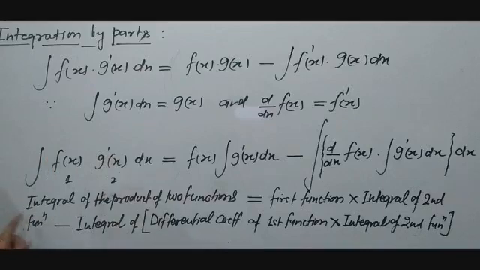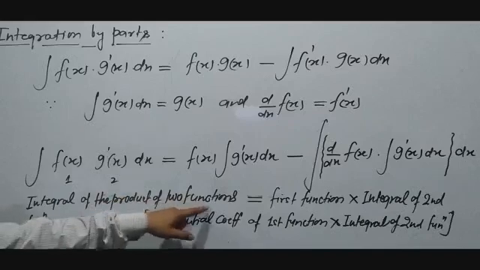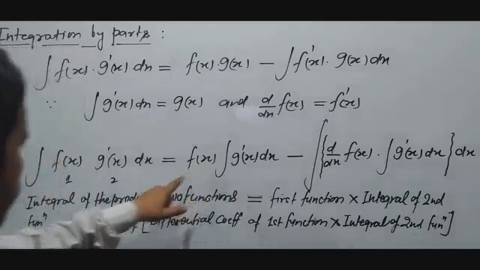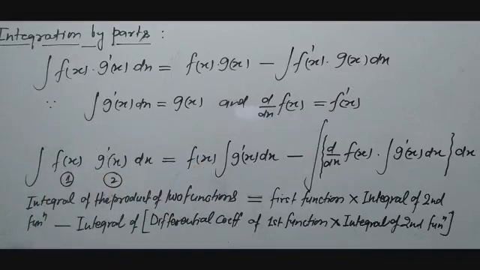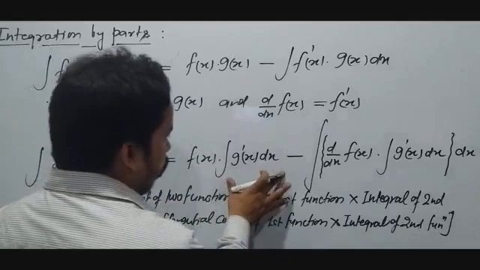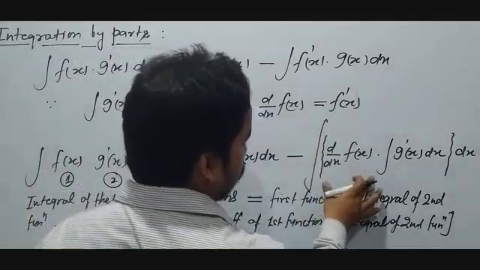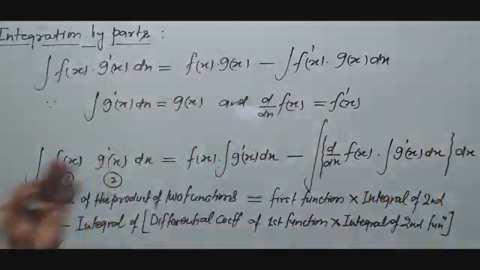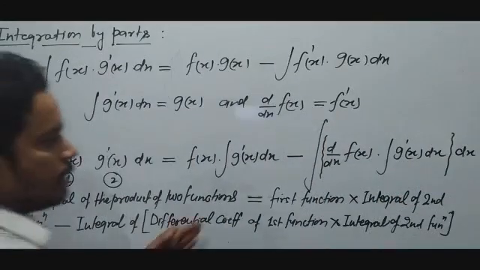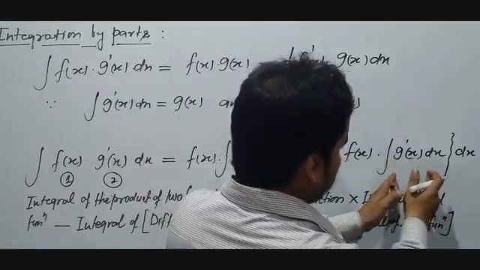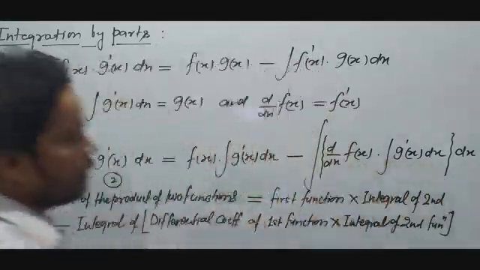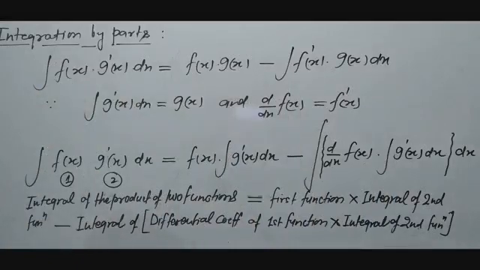So we have written in text format, meaning the integral of the product of two functions is equal to the first function, this is the first function I have taken, and this is the second. First function into integral of second minus integration over d by dx of first function into integration of second function whole dx. First of all you will multiply the differential coefficient of fx and the integral of g dash x, then you will find the integrals. Now this is the integration by parts.